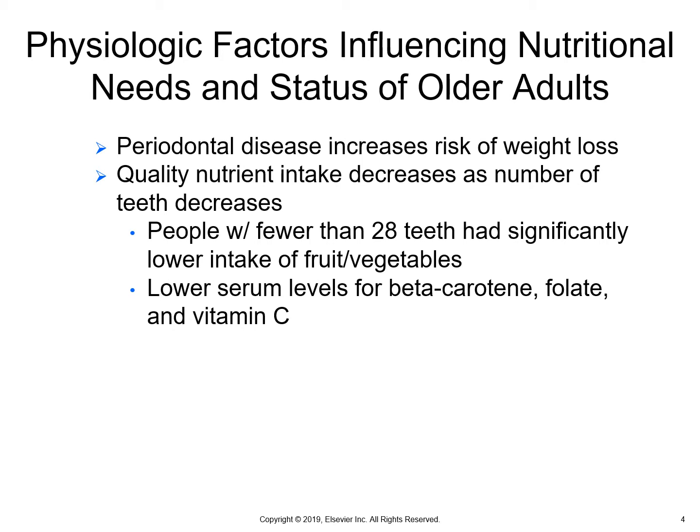Periodontal disease, the risk increases as we age. And if they have periodontal disease, it can be painful and they could have mobility. So that's going to decrease their desire to eat and can lead to weight loss. The quality of nutrient intake decreases as the number of teeth decrease. So people with fewer than 28 teeth have significantly lower intake of fruits and vegetables and things that require teeth to be able to chew them. And then lower serum levels for beta carotene, folate, and vitamin C result.